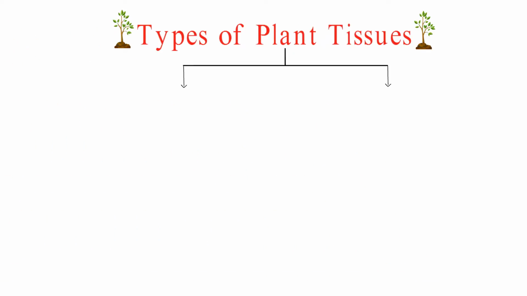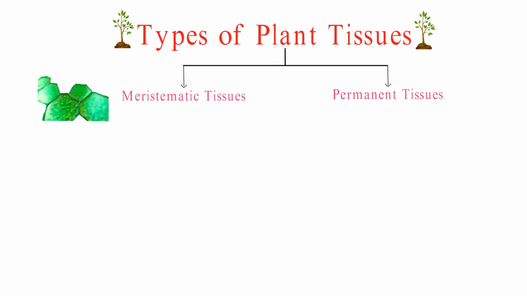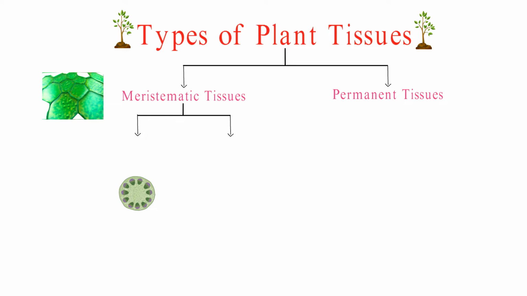There are two primary categories: meristematic tissues and permanent tissues. First, let's talk about meristematic tissues. These are undifferentiated, actively dividing cells responsible for plant growth. There are two main types of meristematic tissues: apical meristems and lateral meristems.